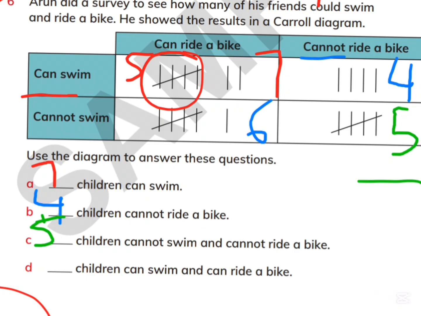Children can swim and can ride a bike. They can swim and they can ride a bike. Alright, so 7 children can swim as well as they can ride a bike. So this is the answer of page number 74. This is a complete explanation and answers also.